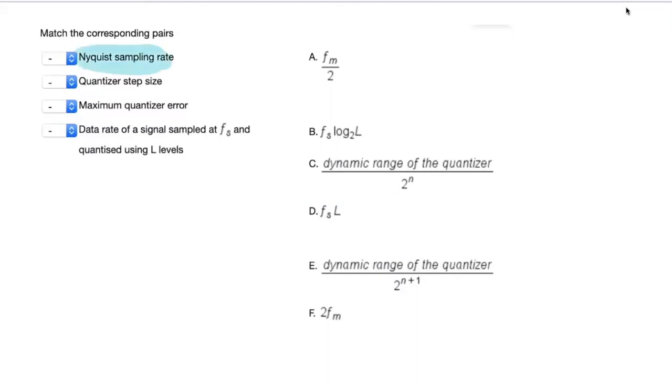So you've got your Nyquist sample rate, and that is twice the baseband frequency. So that's F. The quantizer step size. Now, a digitizer step size is related to the number of bits. Okay, so your step size is your dynamic range divided by the number of levels, which is 2 to the power n. So that's this one here, C.